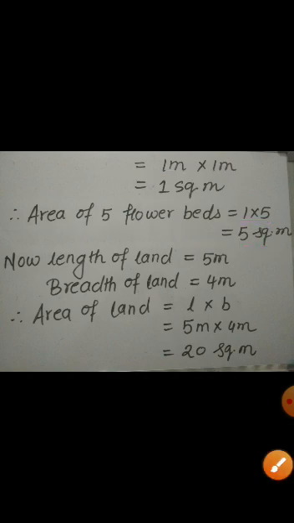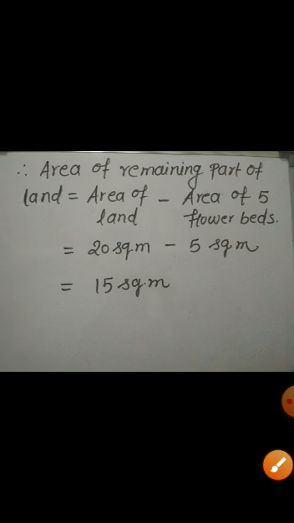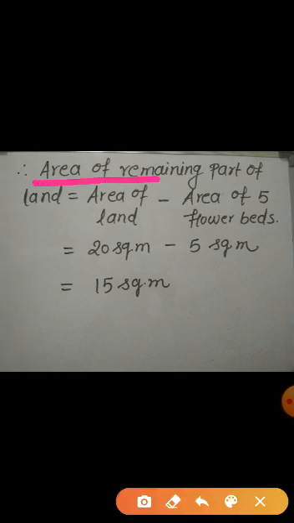Now we will find the area of a land. Now length of land is 5 meter and breadth is 4 meter. So area of land will become length into breadth, that is 5 meter into 4 meter, which is equal to 20 square meter. So the area of a remaining part of land is equal to total area of land minus area of flower bed, that is 20 square meter minus 5 square meter, which is equal to 15 square meter.